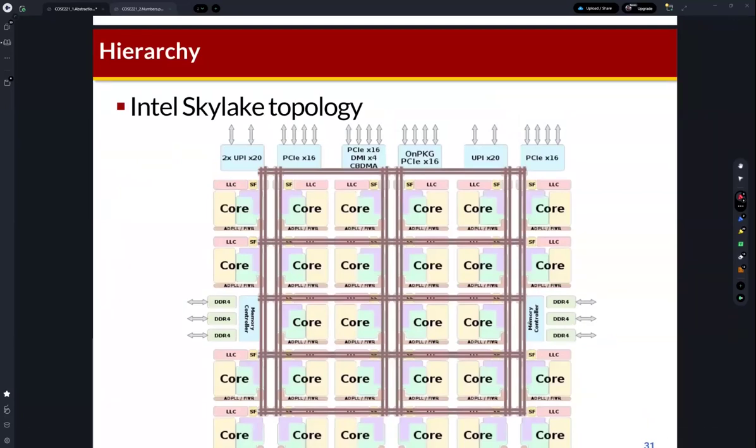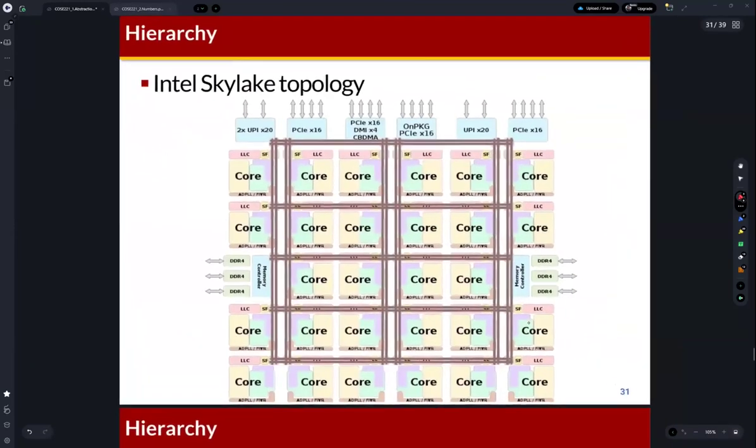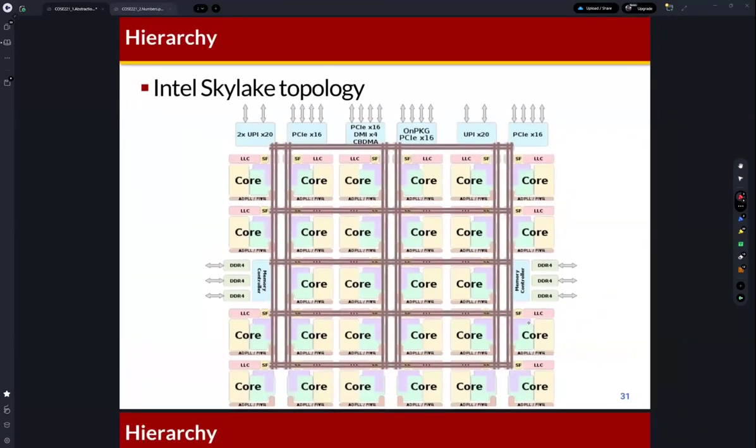I will show an example. The first example is hierarchy. Okay, you can find it here. This is another diagram of an Intel CPU. This is the Intel Skylake CPU topology. This is the architecture of a server CPU, and a server CPU actually includes many cores. You can find the core here, right? You can find many cores here, like those 20 cores inside a single chip.